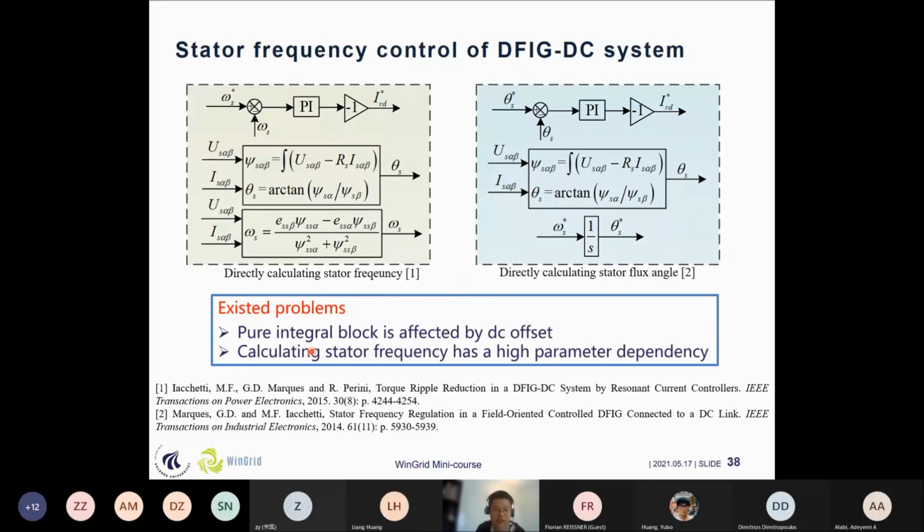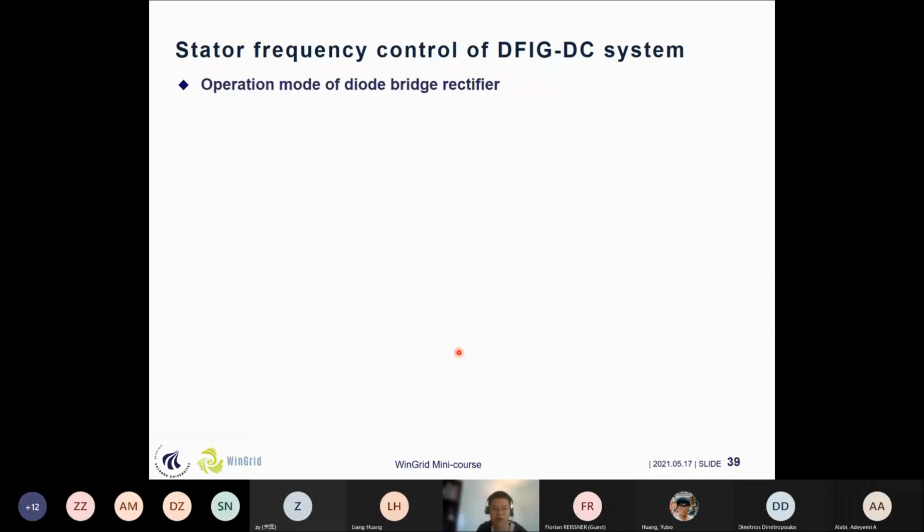The second is how to calculate the stator frequency. If you calculate the frequency with this method, it has a high parameter dependency, since it is based on the stator flux and the voltage here. So in order to avoid these two kinds of problems, I have proposed some other methods.